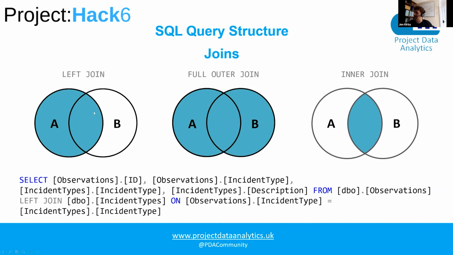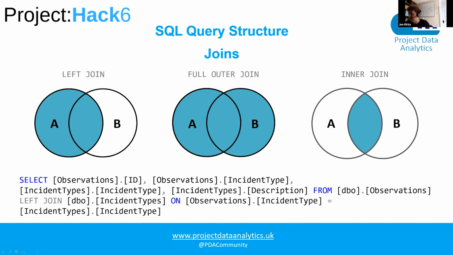There is something called a right join. It's basically the same as a left join, but you just switch over your A's and your B's. Full outer join, you just want everything, and inner join is where you only want the data that intersects both of the tables.